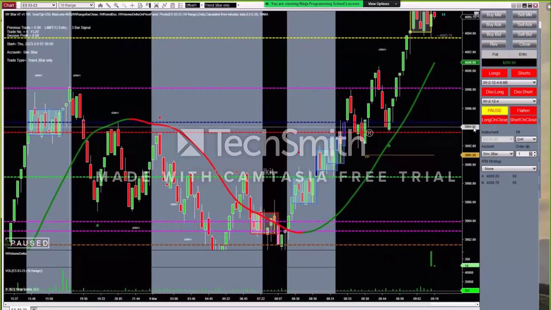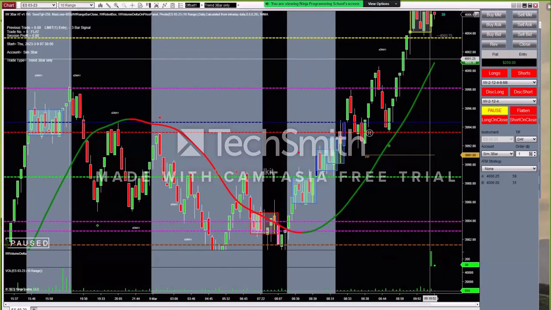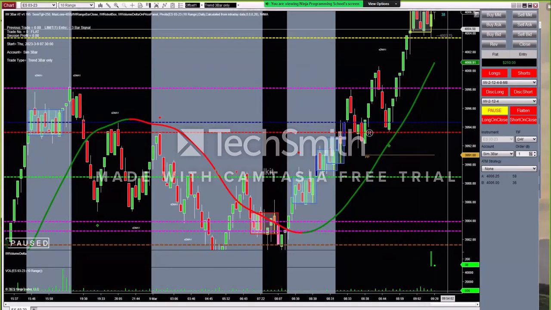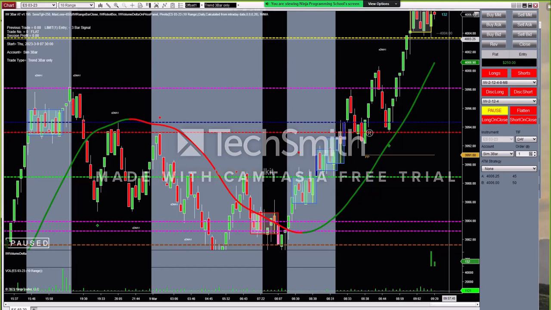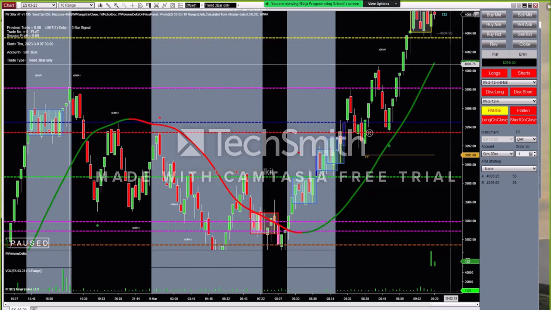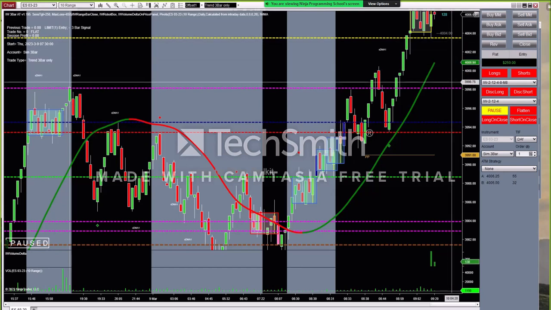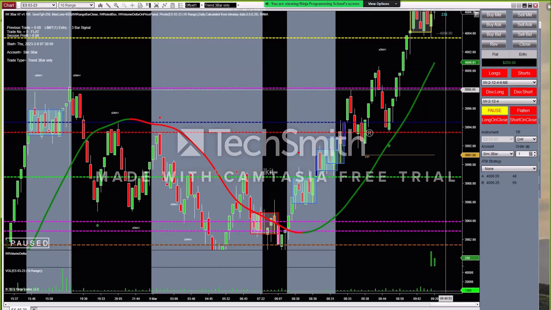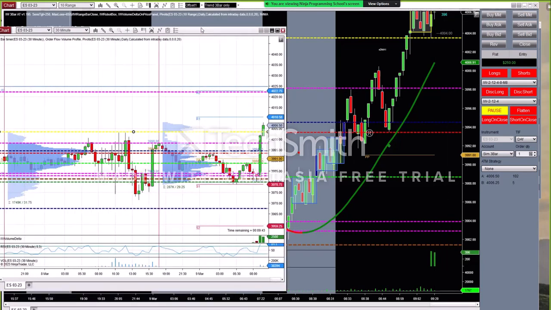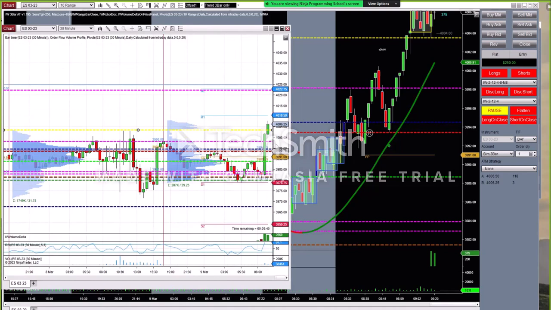So if we start closing down in here, come back up and close down, it would be a nice trade to take short. And the first target is the 4,000 area. If we can breach the 4,000 area and get through this line right here, which is yesterday's value area high, we're all set.